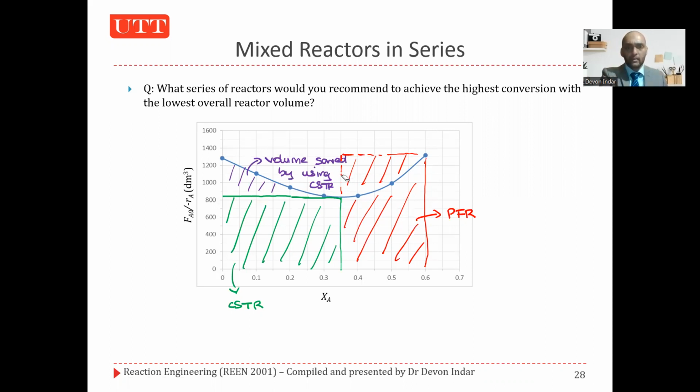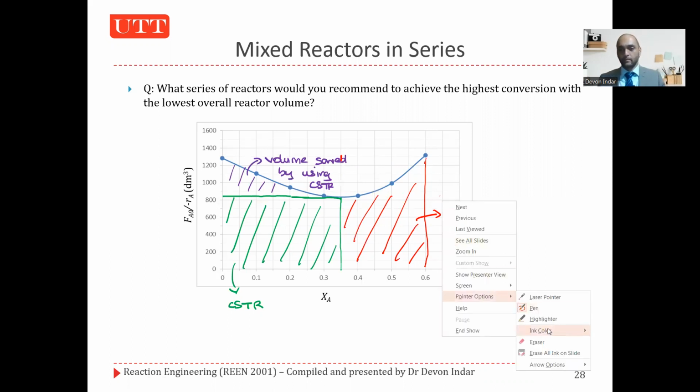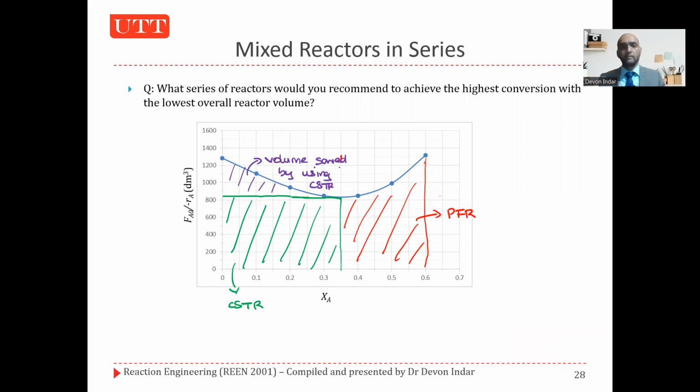Just switch the colors so we're all right. So this is the volume you've saved by using your PFR on the right-hand side of the minimum.